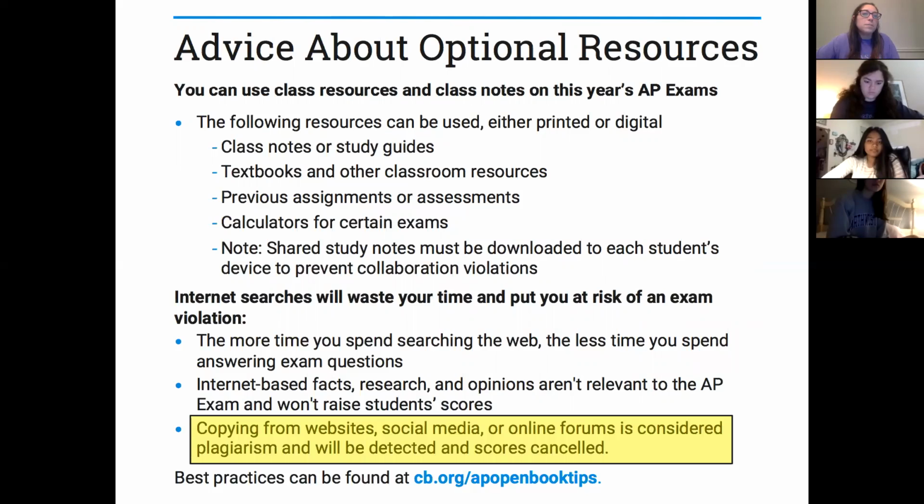The more time you spend searching the web, the less time you spend answering exam questions. So the 5 things above are the things that they say you can use: class notes, textbook, previous assignments, calculators. I guess if you have shared study notes, like on a Quizlet or something, you need to download it to your own computer so you're not sharing it with someone else at the same time. Because I don't know if they could figure that out, but maybe they could. No idea.